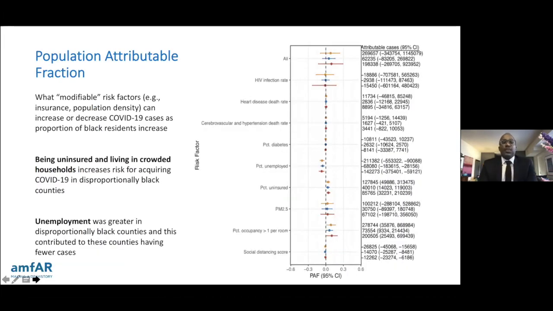Then we were interested in taking a look at the population attributable fraction. We wanted to see what modifiable factors can increase or decrease COVID-19 cases in Black residents, with the proportion of Black residents. So we're looking at things such as insurance, population density, et cetera. What we found is that being uninsured and living in crowded households increases risk for acquiring COVID-19 in disproportionately Black counties, and that unemployment was greater in disproportionately Black counties, and this contributed to these counties having fewer cases.